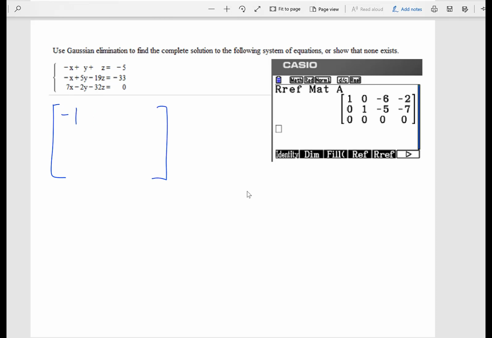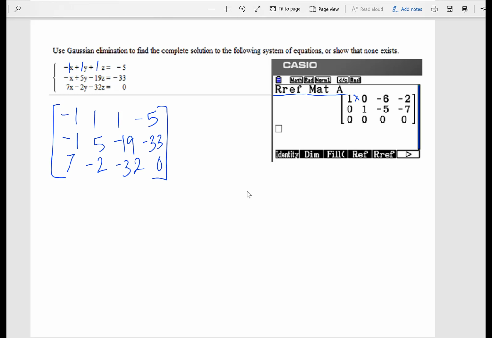Okay, and then on the other end of the spectrum, let's talk about what we would enter this in as the matrix. Negative 1, 1, 1, negative 5. Again, just getting that from these coefficients here. Negative 1, 5, negative 19, negative 33, 7, negative 2, negative 32, and 0. Okay, so we would do the same thing we did on the last one, where we go ahead and save this in as matrix A, and then we go back to the main screen and put ref matrix A, and this is what it's going to kick out.